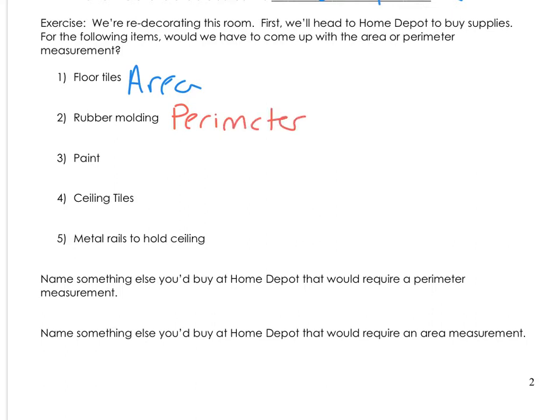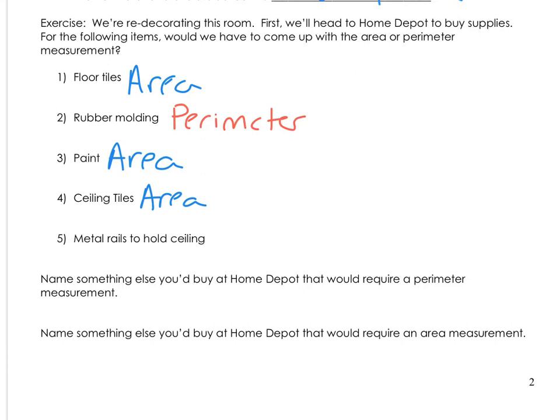Okay. What if we were going to paint the walls? If we wanted to paint the walls of the room, would we have to find the area of the wall or the perimeter of the wall? For this one, we'd have to find the area. And the ceiling tiles, so if you look up, there are 2-foot by 4-foot ceiling tiles in the room. Okay, they're the actual tiles. So if we had to determine how many of them we had to buy, we'd have to find the area of the ceiling.